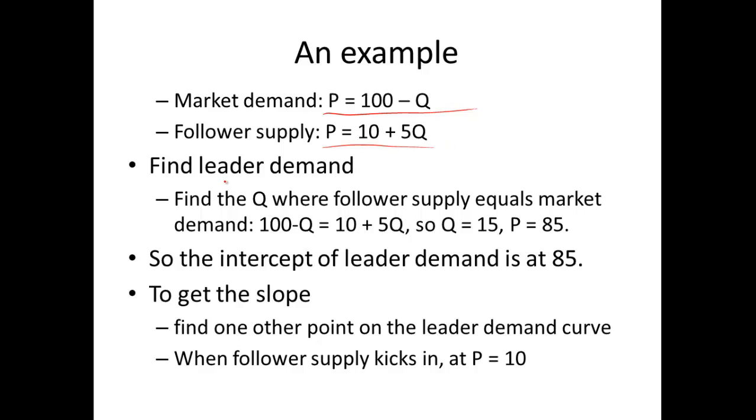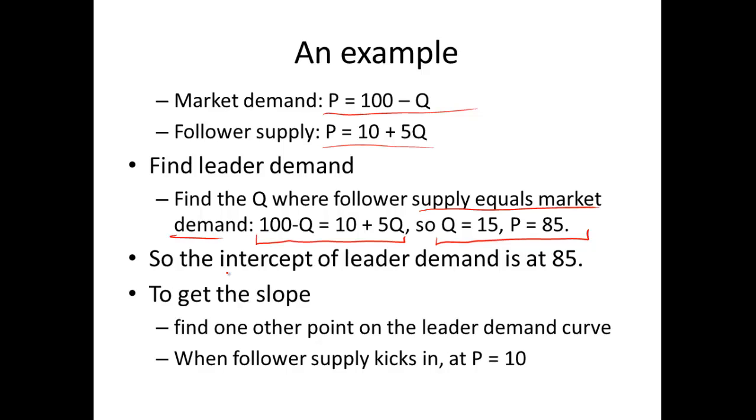First thing we need to do is find leader demand. So what we're trying to do is to find the quantity where follower supply equals market demand. So if we want to find where leader demand has its intercept on the price axis, we want to figure out where the followers supply the entire market. And so solving this, that is solving for the quantity where market demand equals follower supply, will give us that answer. And in fact, the answer is Q equals 15, P equals 85. So that means the intercept of the leader demand curve is at 85.